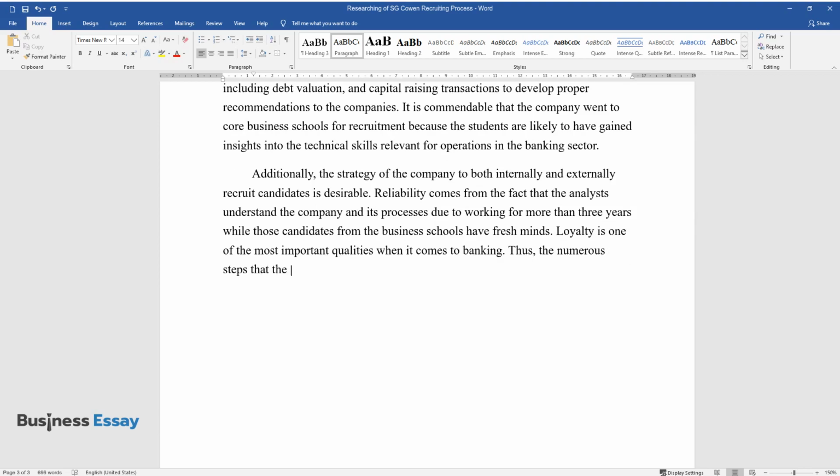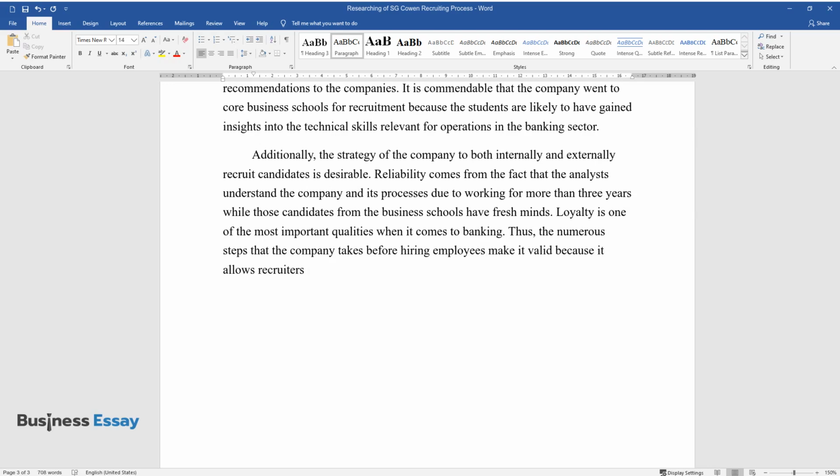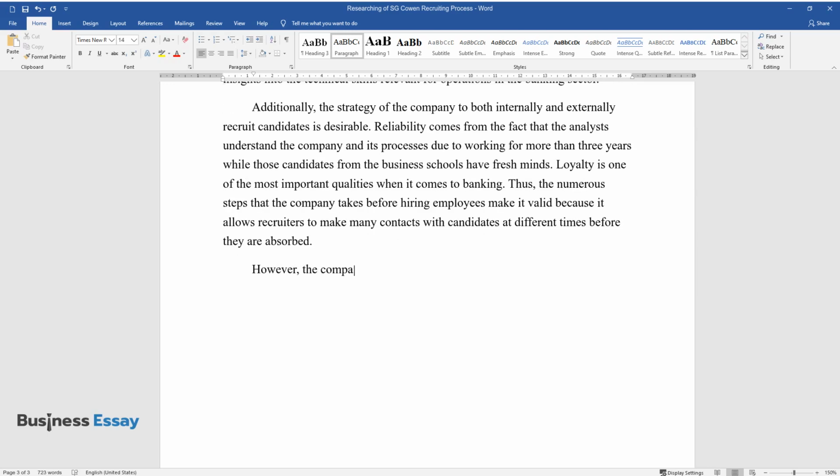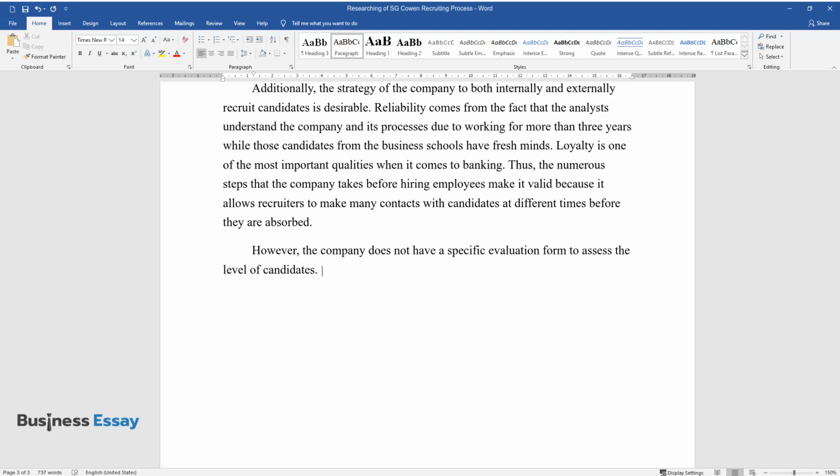Thus, the numerous steps that the company takes before hiring employees make it valid because it allows recruiters to make many contacts with candidates at different times before they are absorbed. However, the company does not have a specific evaluation form to assess the level of candidates.